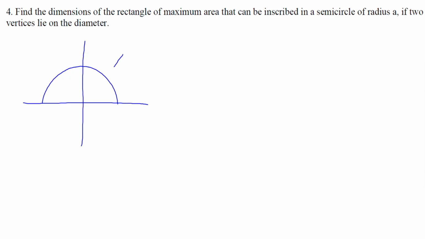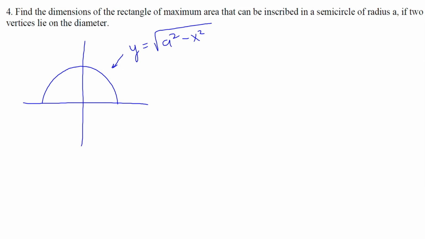So we should know that the equation of this function is y equals root a squared minus x squared, right? Because that's the equation of a semicircle. Not 2 of the vertices of the rectangle, but the semicircle, it's just the positive half of the circle centered at the origin.